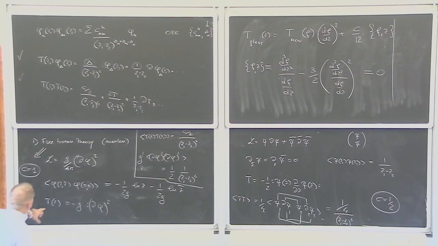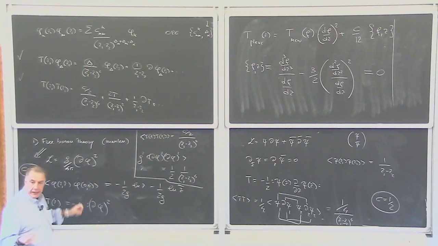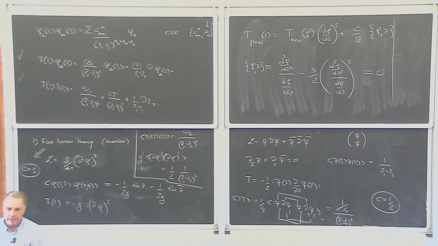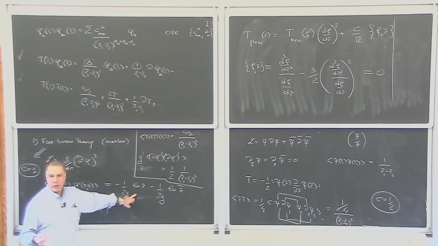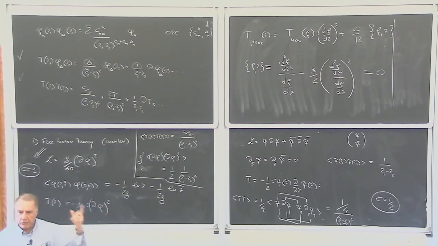Bosonic theory without a mass is a really very difficult theory to define properly. So, for instance, phi is not a scaling field. The reason you see immediately is that the two-point function is not a power law, it's logarithmic. So this is not a scaling field, so it does not even belong to the theoretical framework I'm using.